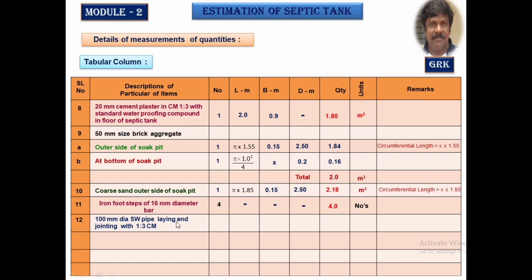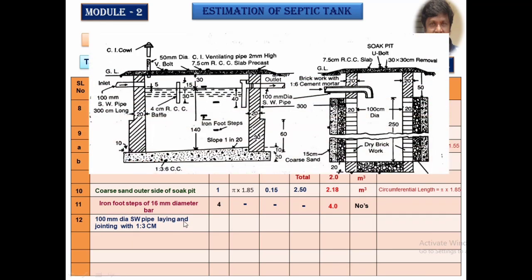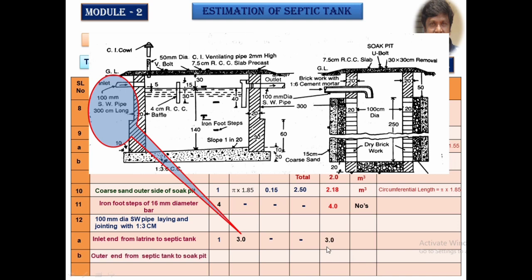Now you find here the 100 mm sewer pipe that has been provided from the latrine to the septic tank, which is of length 300 centimeters. SW indicates that it is a stoneware pipe. The length of that is 3 meters. You enter that 3 meters, and no breadth and depth. It is measured in terms of running meter, RM.